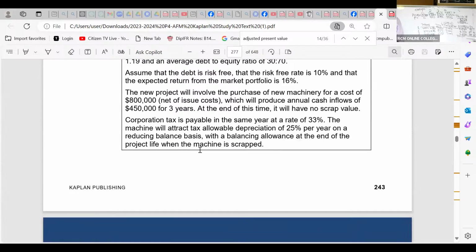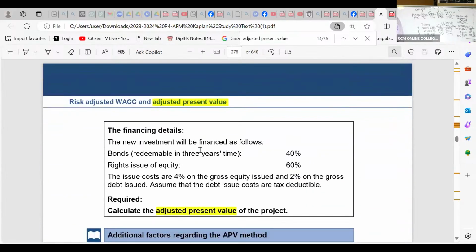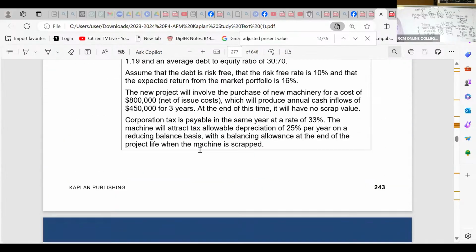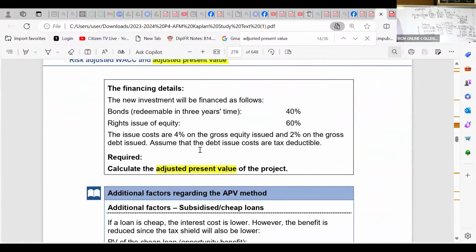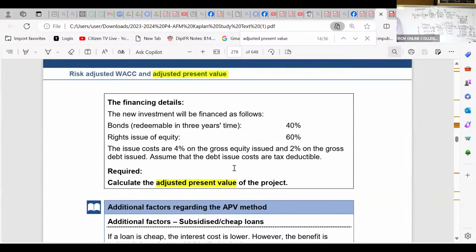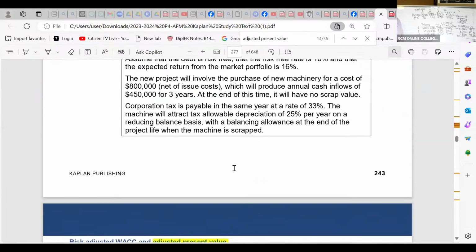So, ladies and gentlemen, what do they want us to do? They want us to do great things here. I don't know why they haven't asked a question, but it's here. Calculate the adjusted present value of this project, the one that is in yellow. Calculate the adjusted present value of this project.